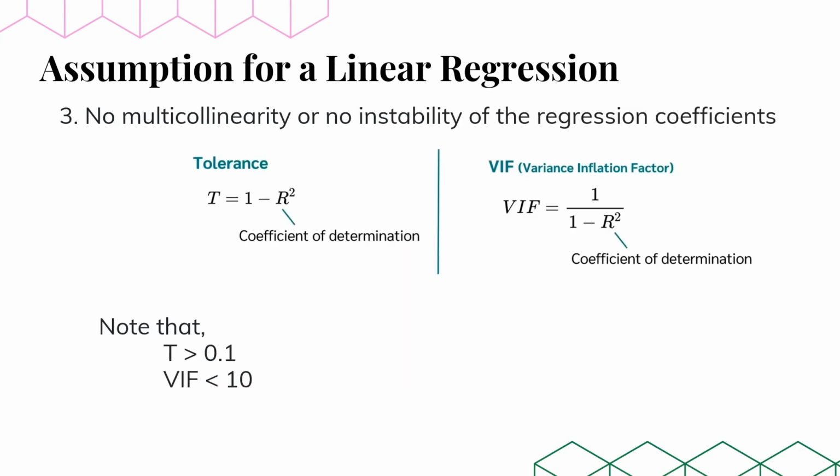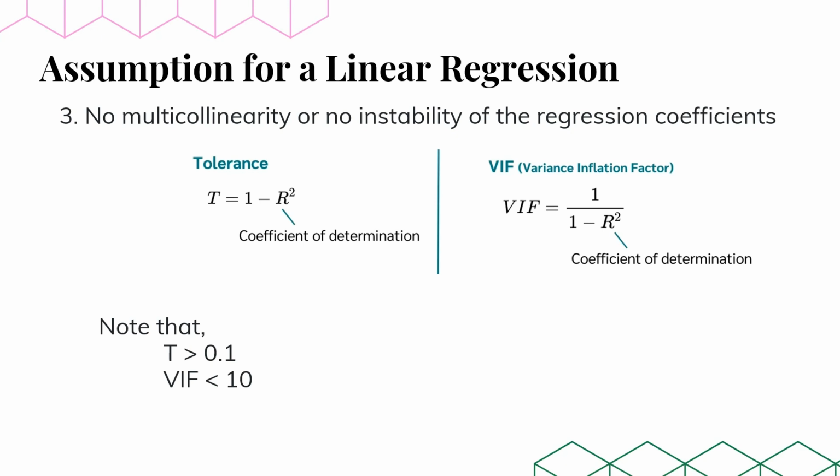For the third assumption, no multicollinearity or no instability of the regression coefficients, we are going to compute the tolerance and the variance inflation factor. The tolerance is the variance explanation, which indicates how much the variance of x sub 1 can be explained by the other variables, and this speaks to the multicollinearity.